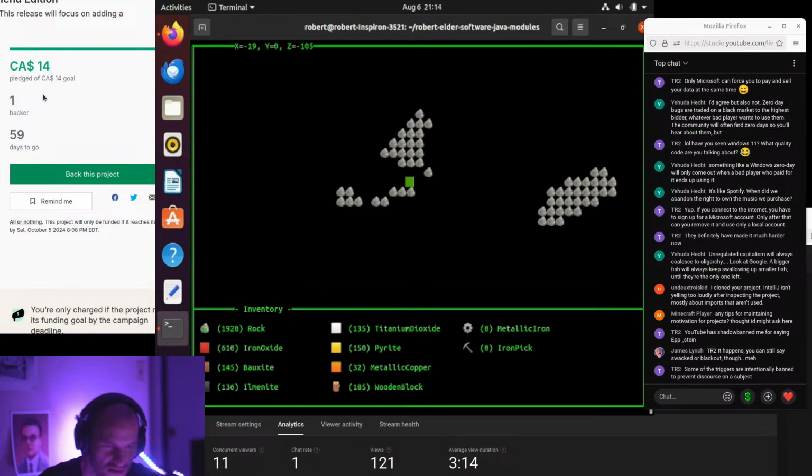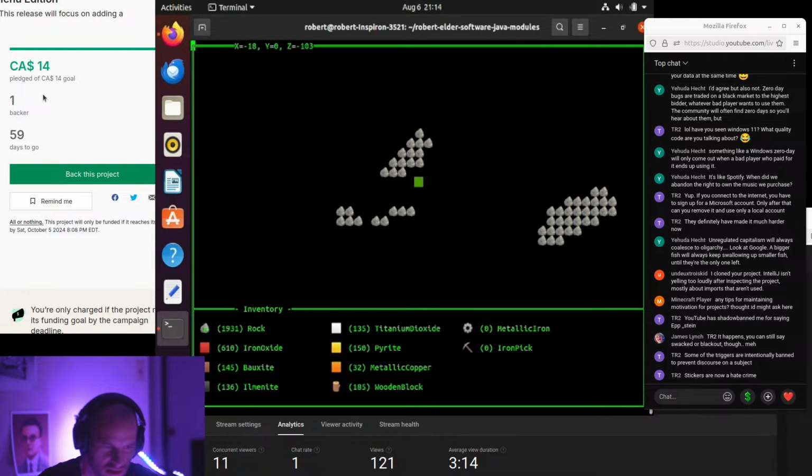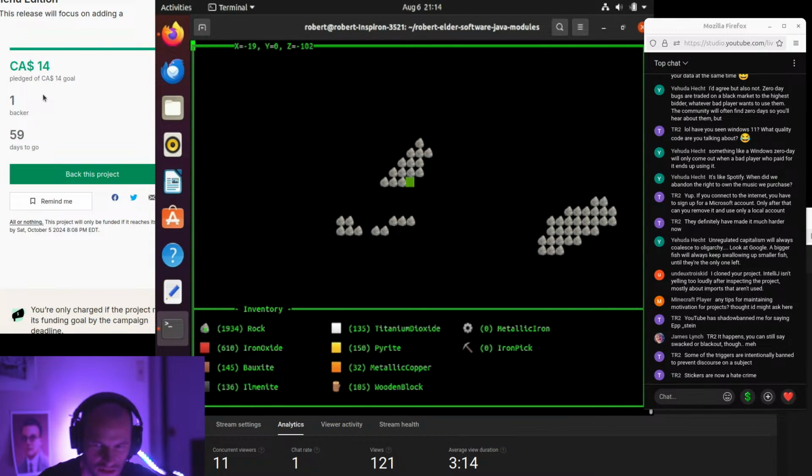Some of the triggers are intentionally banned to prevent discourse on a subject. Yeah, I can see that. On one level, censorship is this awful, spooky thing. But what we have now is even worse than censorship. The algorithm is not even good at targeting the things that the powers that be want to censor.